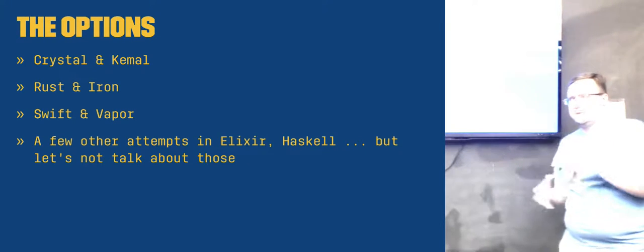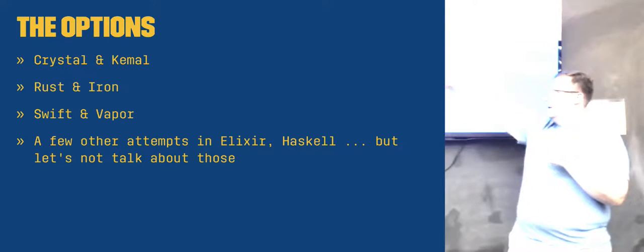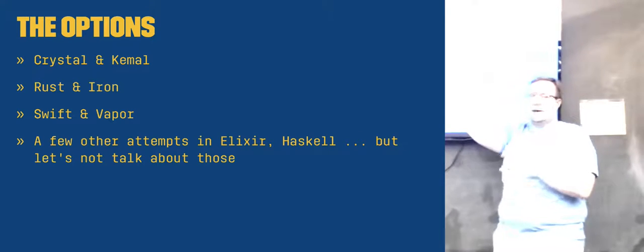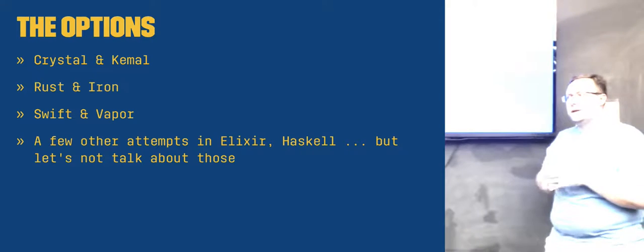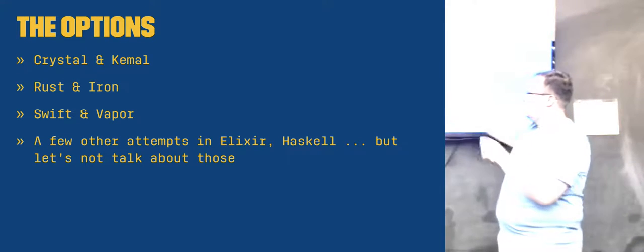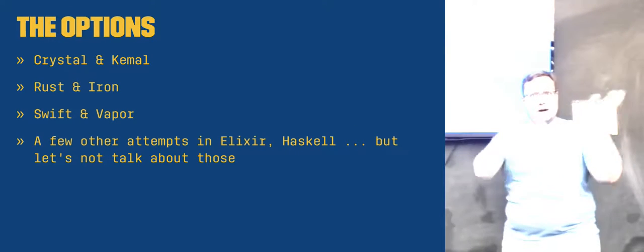When we normally think about Swift, we think of it as Apple's mobile phone programming language. But Vapor is an actual batteries-included web application framework built on top of Swift that includes its own little Heroku deployment bit that makes it really pretty easy. And then I also threw together a couple of attempts, half-heartedly, in Elixir, and then Haskell, I generated a project and then ran away screaming.